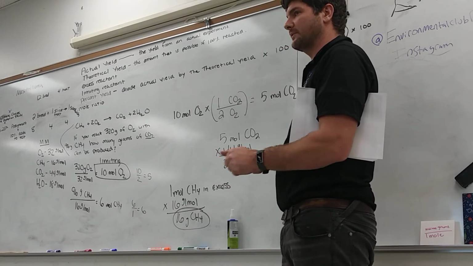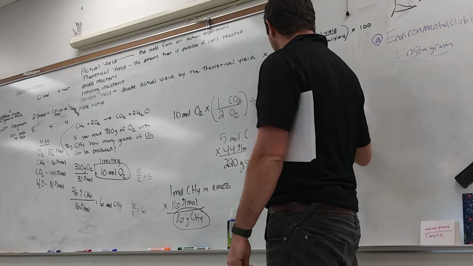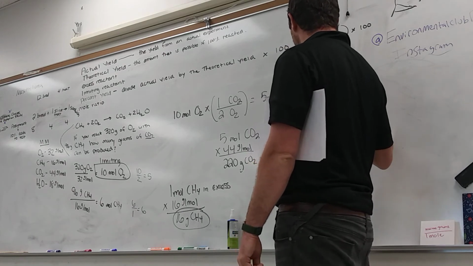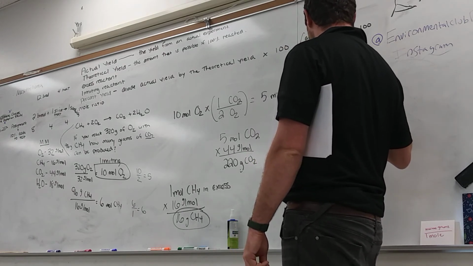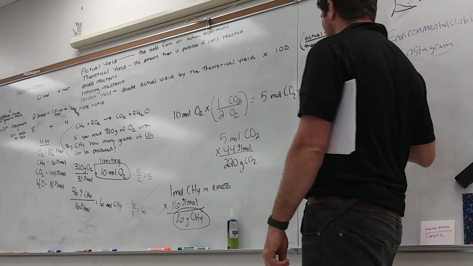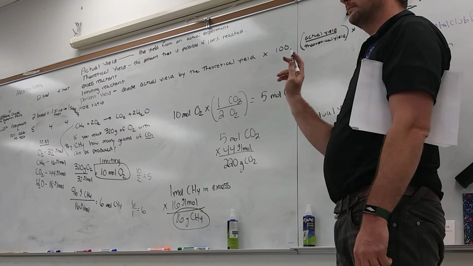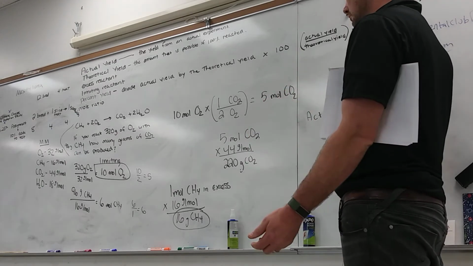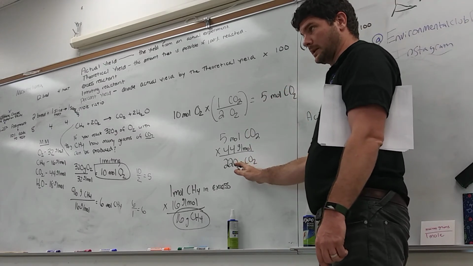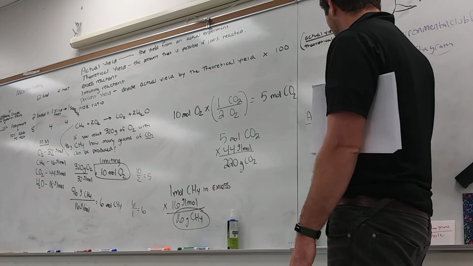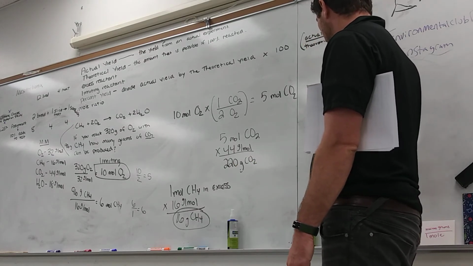If I gave you an actual yield, if I said in the problem that my actual yield is equal to 200 grams of CO2, then you would just take 200 and divide by the theoretical yield. Okay? So if we were just looking for theoretical yield, then 220 would be our final answer.